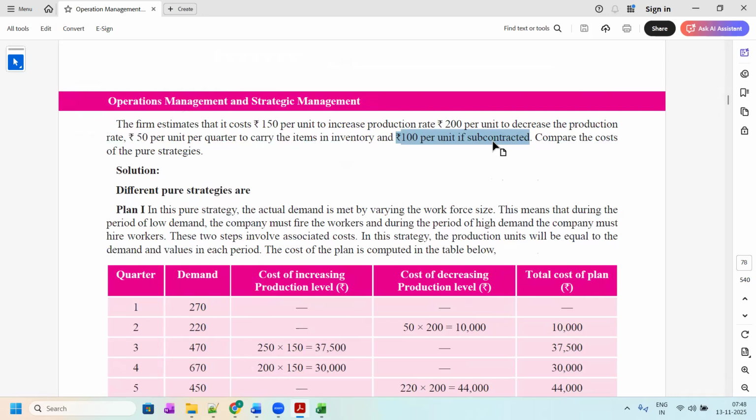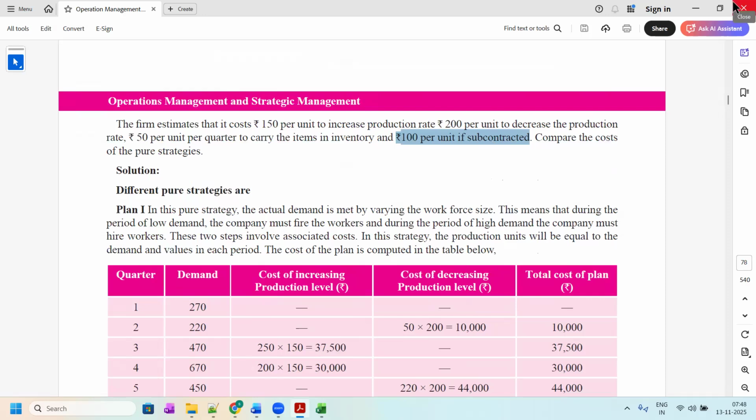When you get the numerical, all this data you have to write somewhere. So the increase in production cost per unit is 150 rupees, the decrease in production cost per unit is 200 rupees, then the carrying cost of inventory is 50 rupees per unit, and carrying cost means managing the inventory. Then if you use subcontracting, you need 100 rupees per unit. Is this clear?